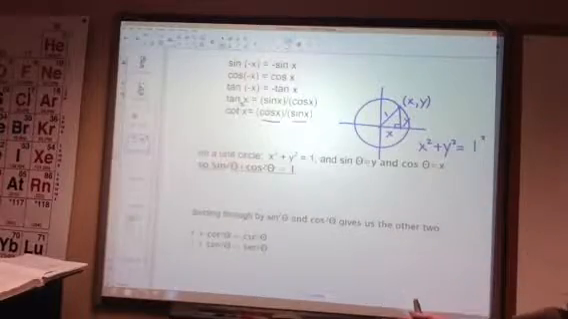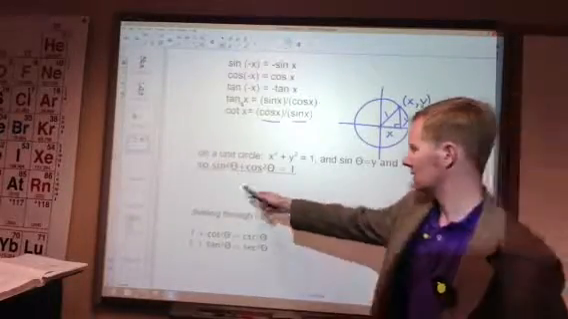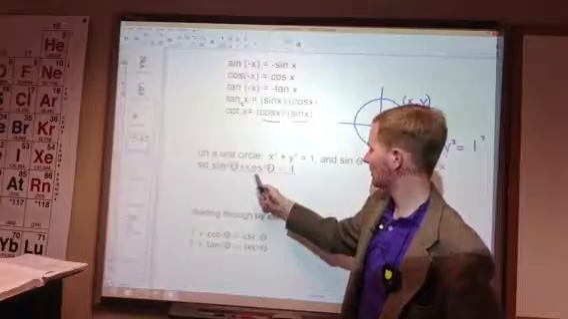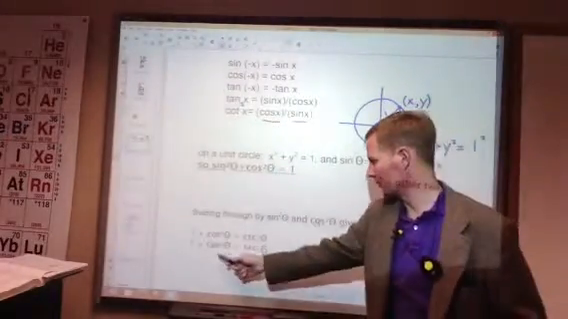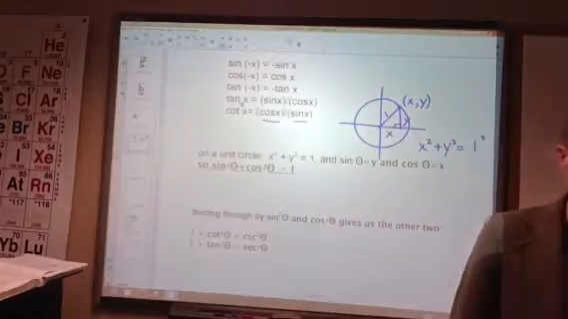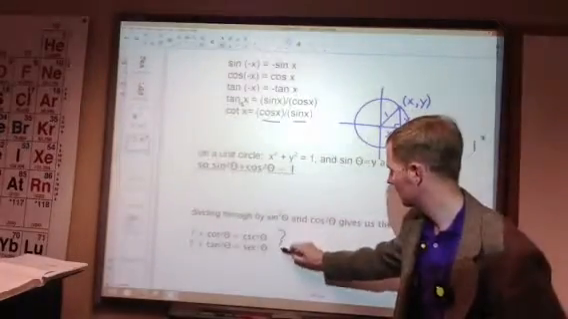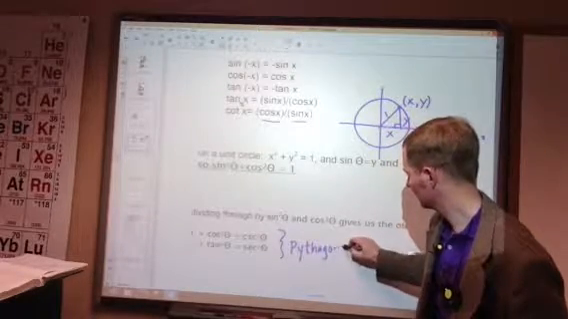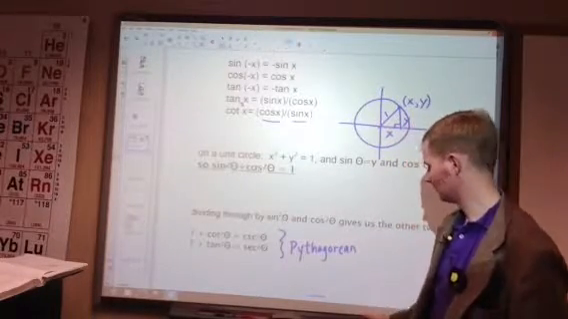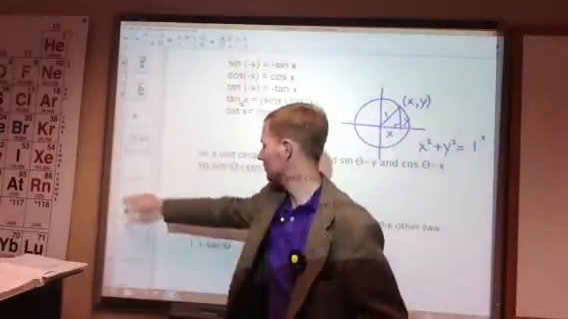If we divide through by cosine squared, we get the same thing. Sine over cosine, tangent squared, cosine over cosine, 1, and then 1 over cosine, secant. So 1 plus tangent squared equals secant squared. We call these things Pythagorean identities, named after Pythagoras. So let's do a few of them here.